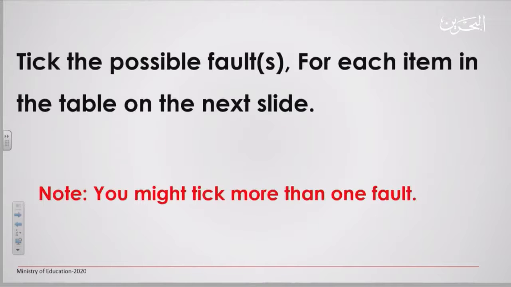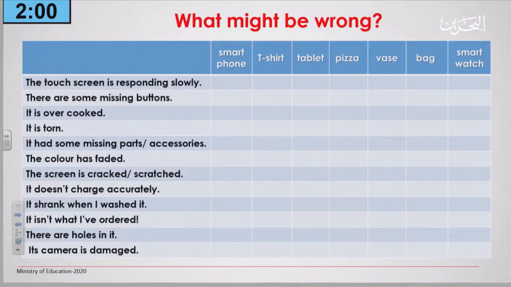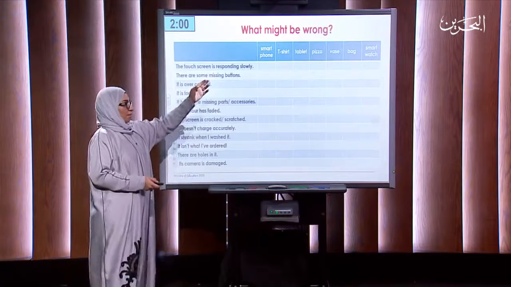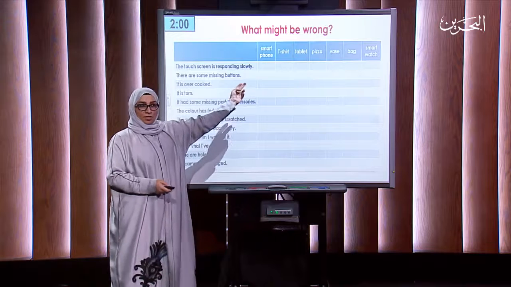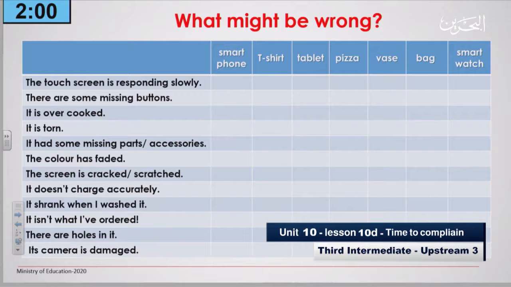Task 2. Tick the possible faults for each item in the table on the next slide. You might tick more than one fault. What might be wrong? Here, my dear students, you have a form with different faults or problems and different items. The items are smartphone, t-shirt, tablet, pizza, vase, bag, smartwatch. And let's go through the faults together.